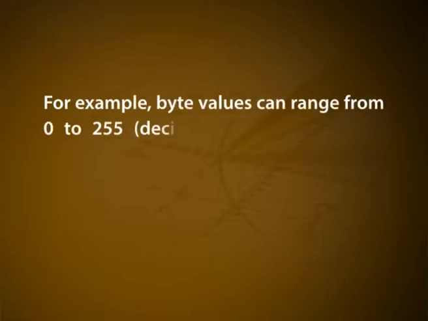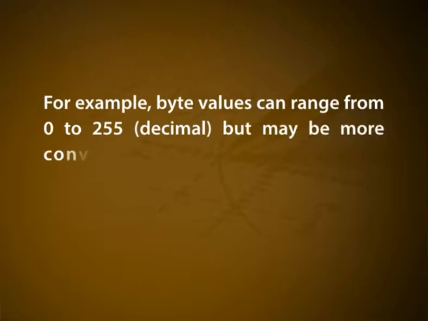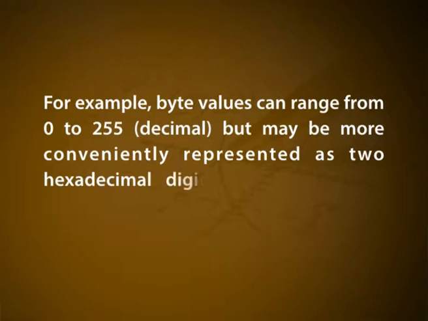is as a human-friendly representation of binary coded values in computing and digital electronics. For example, byte values can range from 0 to 255 in decimal, but may be more conveniently represented as 2 hexadecimal digits in the range 00 through FF. Hexadecimal is also commonly used to represent computer memory addresses.